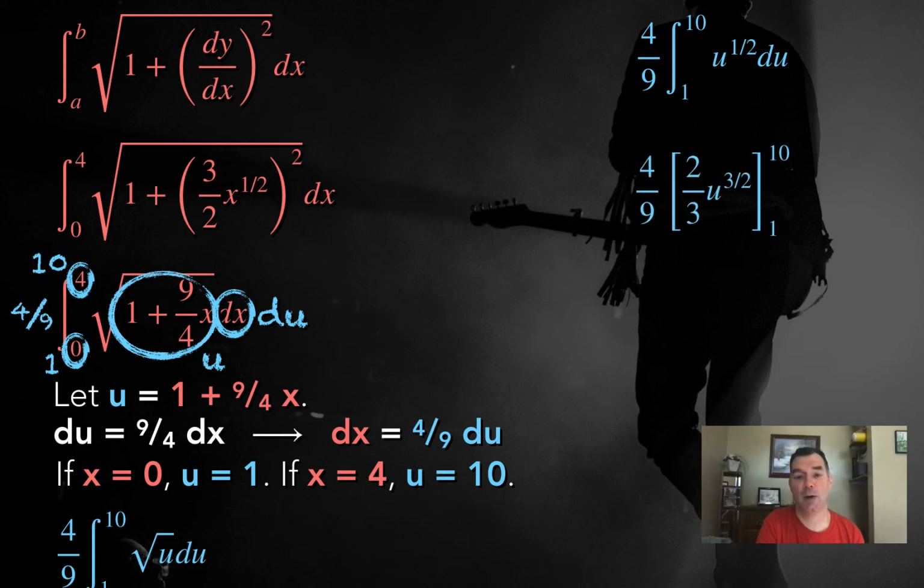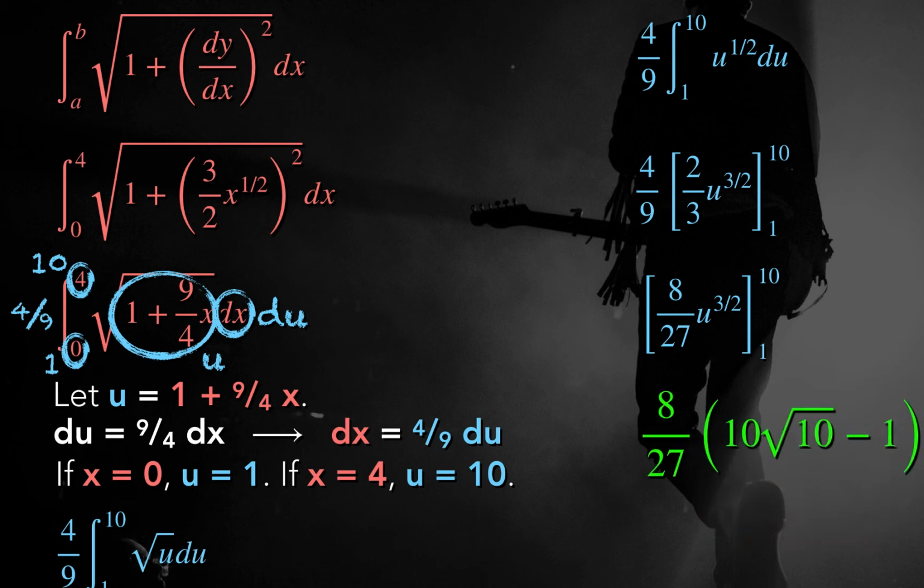That means I can use the power rule. So it becomes 4/9 times 2/3 u to the 3/2 evaluated at 1 and 10. Or I can multiply the 4/9 times the 2/3 and get 8/27, but the rest of the question stays the same. So my answer actually becomes 8/27 times (10 root 10 minus 1) in parentheses.